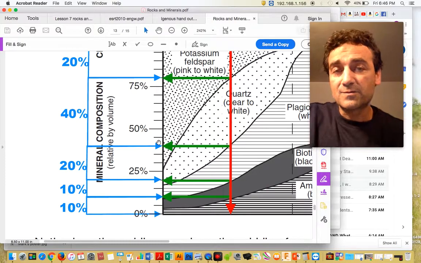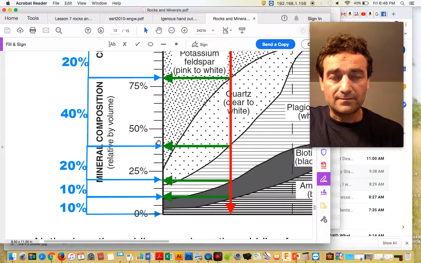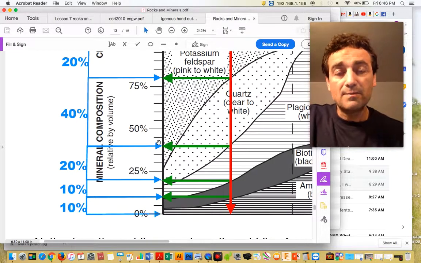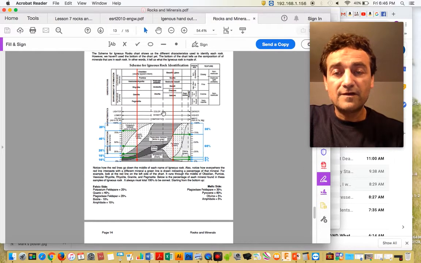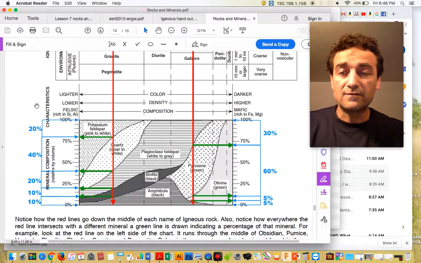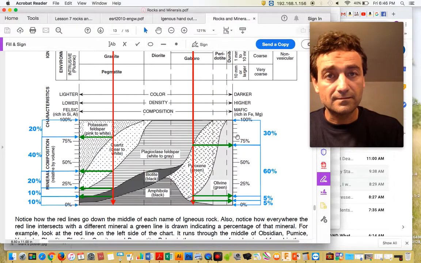Now, you might encounter some questions that ask, what if you find the most felsic sample of this rock, or the most mafic sample of this rock, right? Well, remember, felsic and mafic are on different sides of the chart, right? Felsic is on the left. Mafic is on the right.